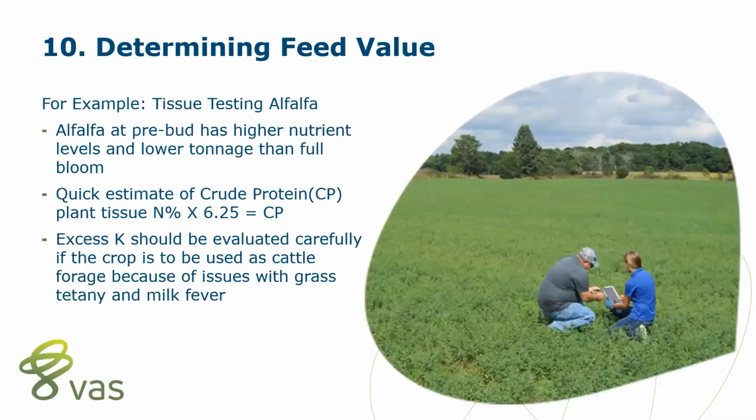Number 10, you can use your plant tissue tests to estimate feed value. Did you know that an alfalfa at pre-bud has a higher nutrient level and lower tonnage than at full bloom? You can get a quick estimate of your crude protein by using your plant tissue results. You take your nitrogen percent times 6.25, and it equals an estimated crude protein. In forage, excess potassium should be evaluated if the crop is to be used as cattle forage because of issues with grass tetany and milk fever. While this shouldn't be a replacement for your forage tests, it is nice to use the tissue test for a little bit more when you have recent results.